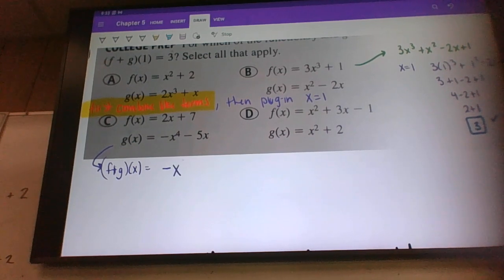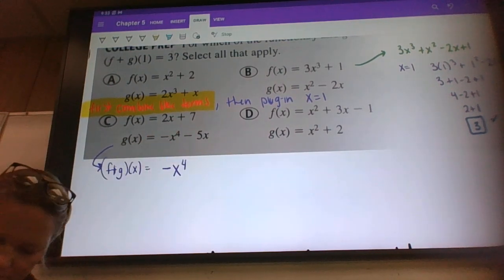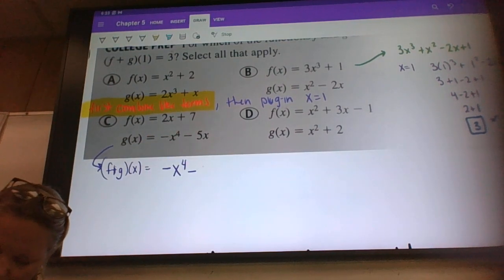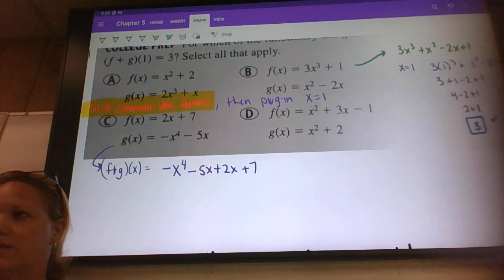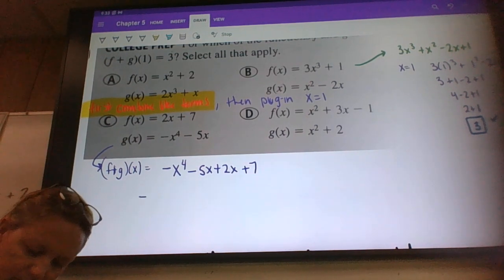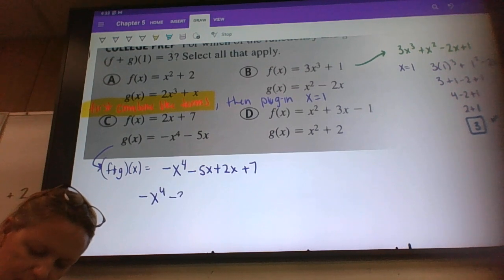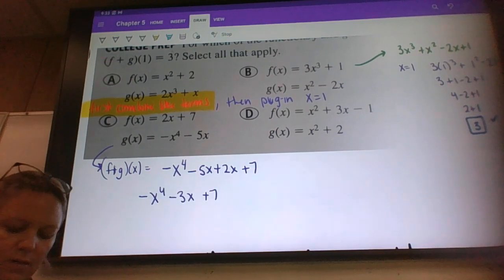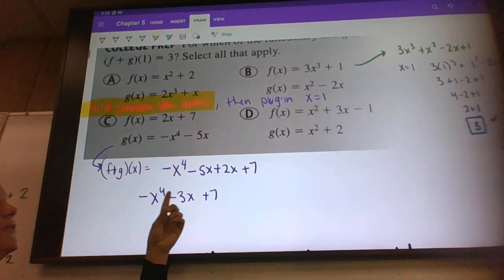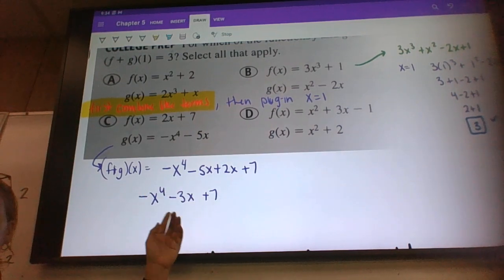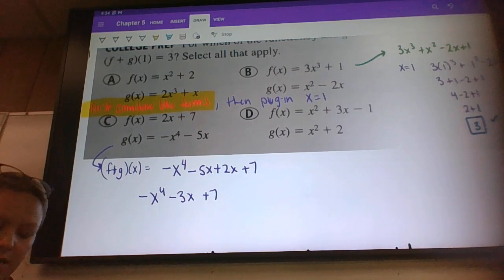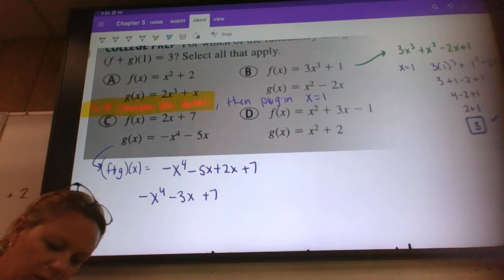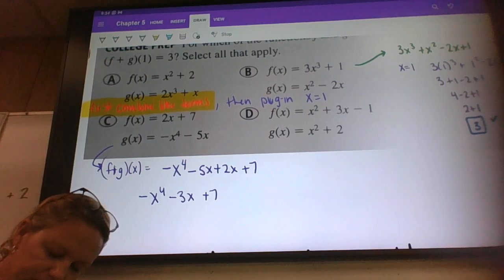So I got negative x to the 4th, which there aren't any other 4th degree terms. The negative 5x and the 2x I can combine, and then the 7 is a constant. Alright, so the sum of f and g on letter C looks like this. And this is part of your answer for the work today. I'll want to see this. And now I'm going to plug x equals 1 into that sum.